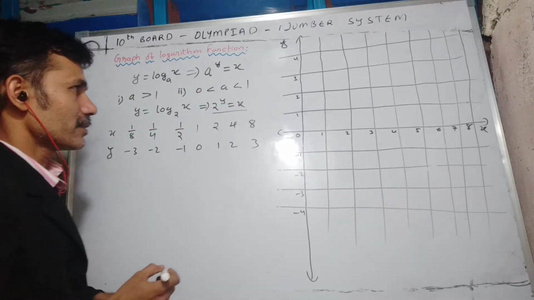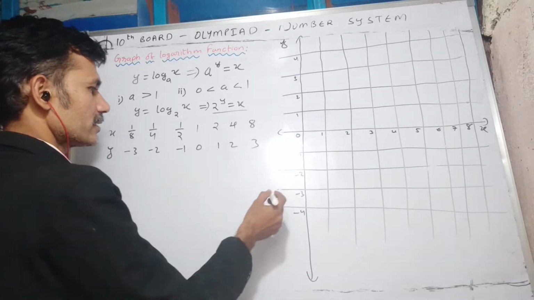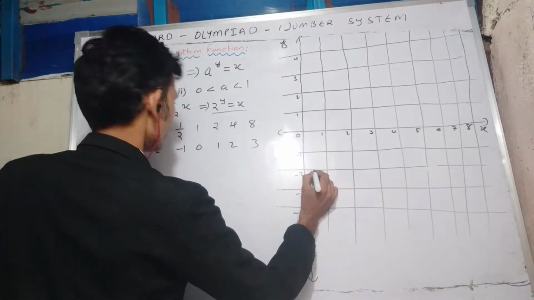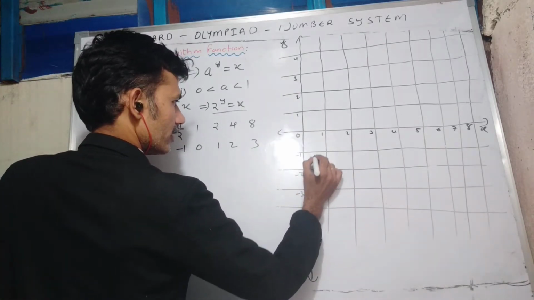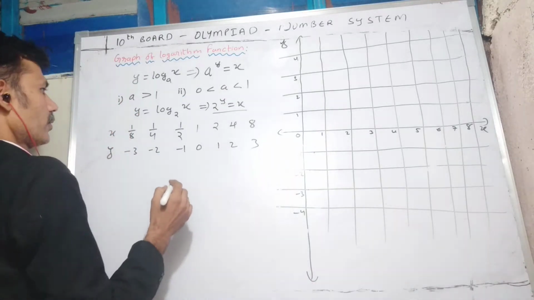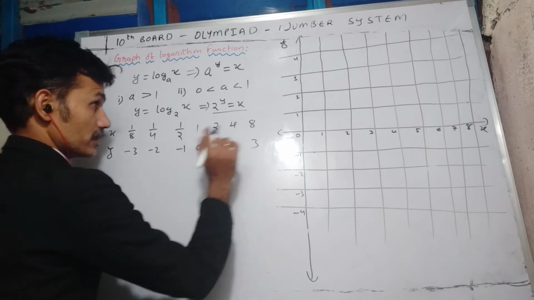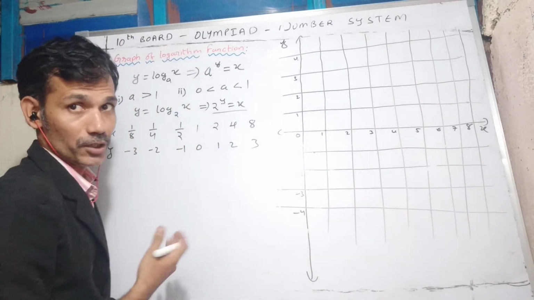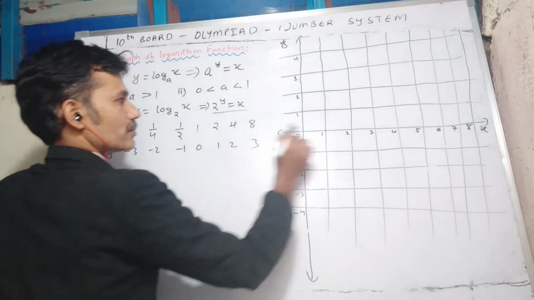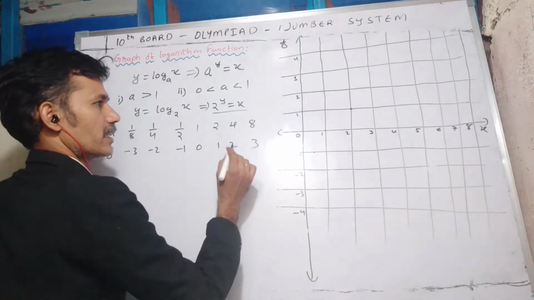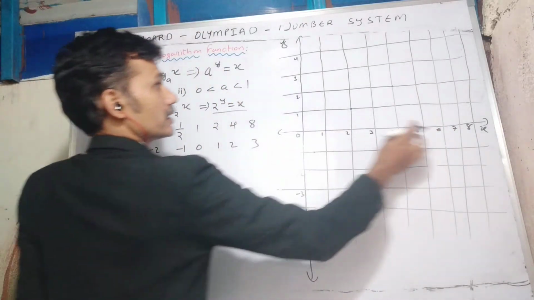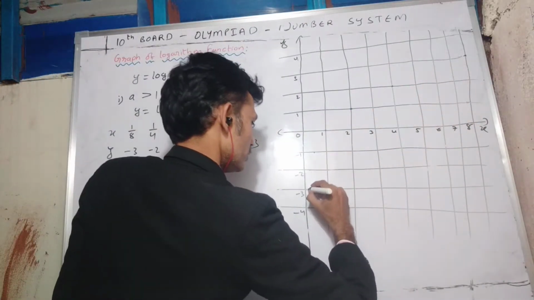We'll plot those points. Where all we have to plot: minus 3, 1 by 8. And 1 upon 4, minus 2, and when x value is 1, y value is 0, logarithm of 1 to any non-zero base is zero, no? When x is 2, y is 1. When x is 4, y is 2. When x is 8, y is 3. So we have to join these points.